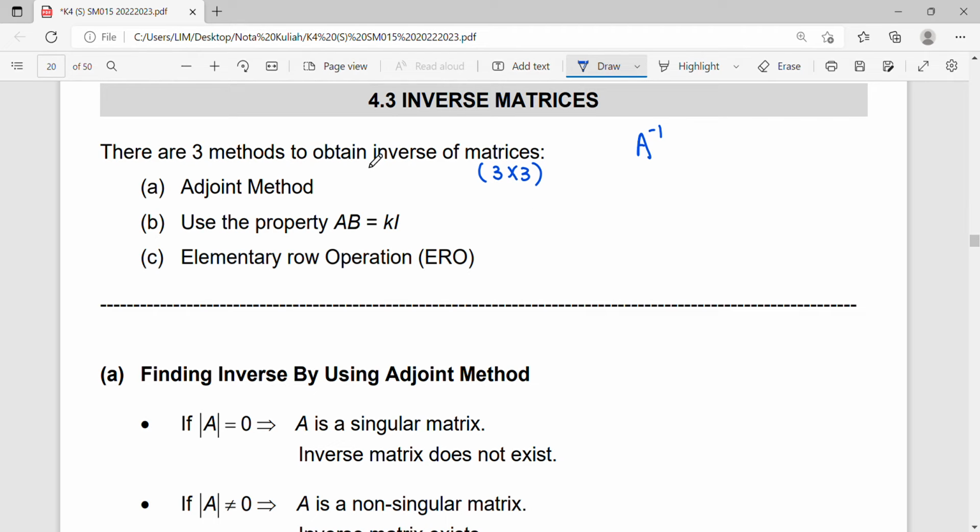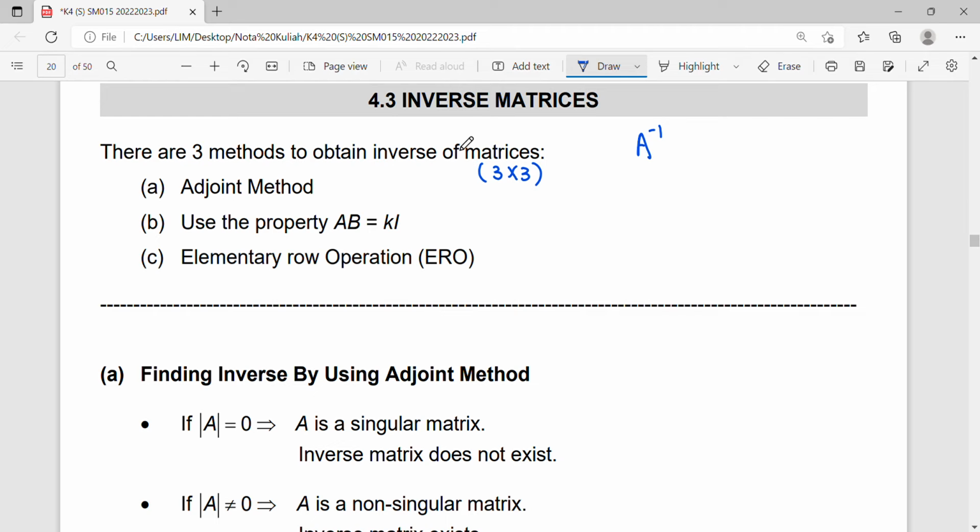if you want to find the inverse of matrix, we have three methods. The first one is adjoint method, which is using the adjoint matrix that we learned before. Secondly, we use the properties of identity, where you found that your multiplication of matrices, you have identity properties. Lastly will be ERO, elementary row operation.